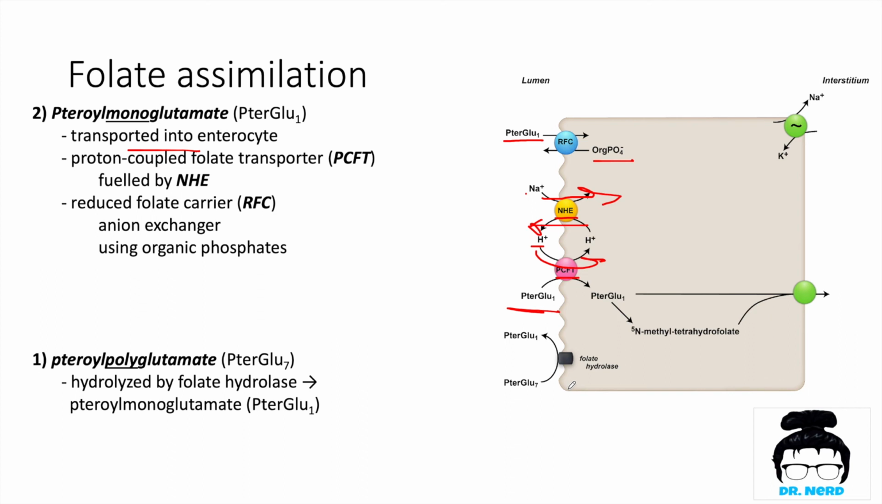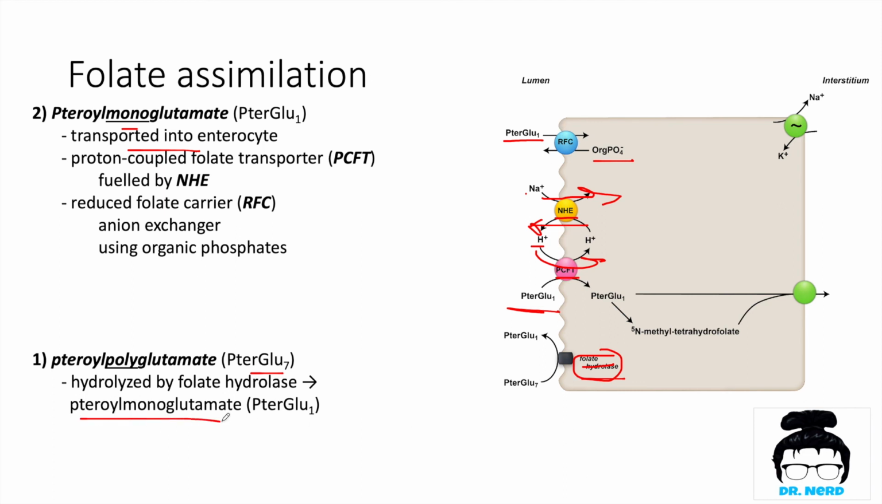Now the pteroyl polyglutamate, how do you hydrolyze it to give monoglutamate? It's by the folate hydrolase. This enzyme is found on the brush border, and it will give you pteroyl monoglutamate from pteroyl polyglutamate.